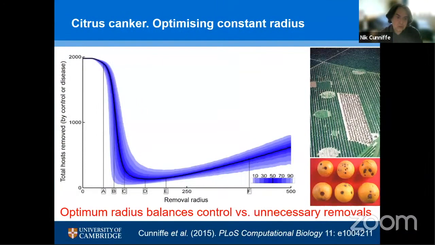This is quite a complicated graph. So on the x-axis is the radius of removal that's used in the model. And on the y-axis is the number of hosts that are removed. And you can be removed because you become infected, or you can be removed because someone cut you down. That's the two ways you can be removed as a tree.